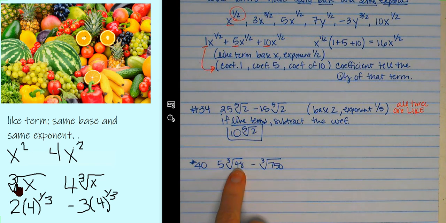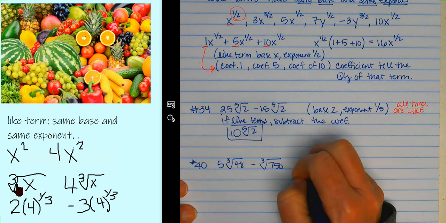We have 5 watermelons, and then we subtract 1 grapefruit. These are not the same. How will we add them together? Well, we're going to have to somehow figure out how to make them the same fruit. And we're going to do that by simplifying each one first.